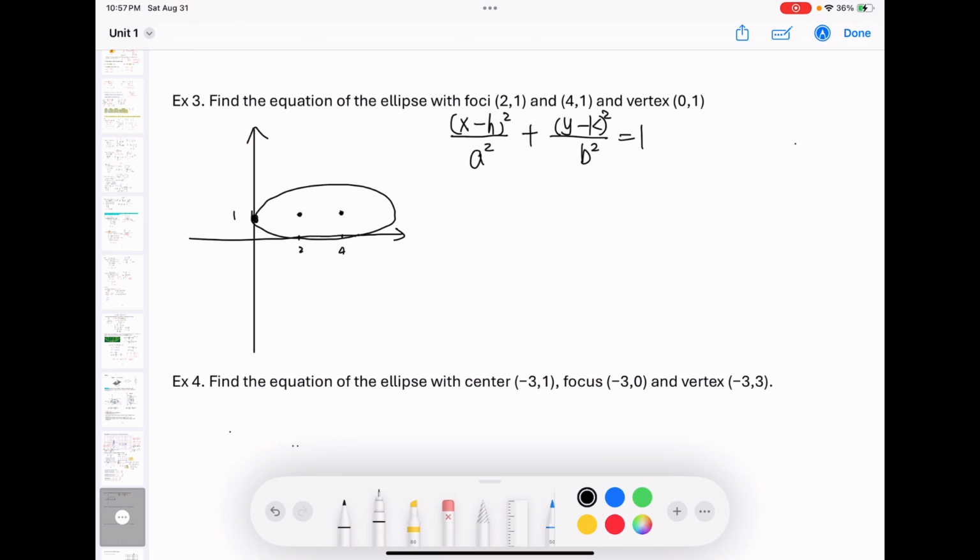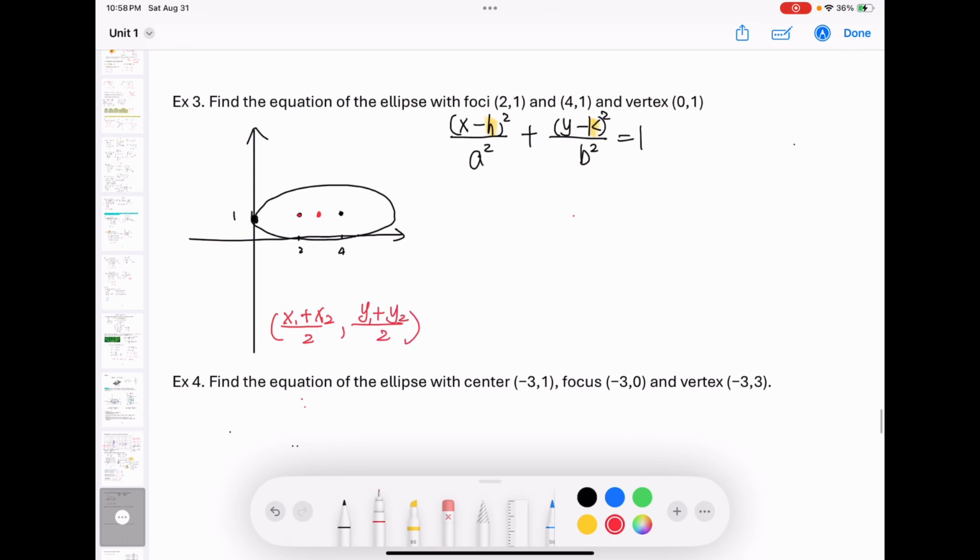And next part, we have to find our h value and k and a and b's value. How to find the center? So for example, the center is here. It is right between the two foci. If I'm looking for the point right in the middle of 2 points, we have the formula x sub 1 plus x sub 2 over 2, and then the y value is y sub 1 plus y sub 2 over 2.